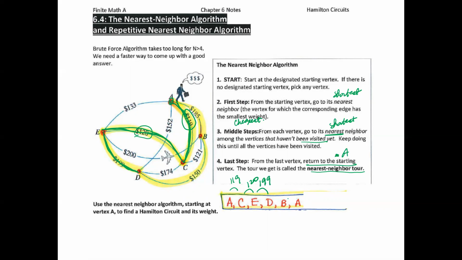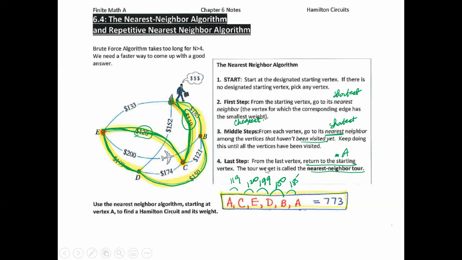And then from D, I'm going to go over to B because it's 174 if I were to go to C, but I've already been to C. I can't go back to A. So at D, I would have to go to B, which is $150. And then from B, you want to go back to A because I've met all the points. So adding everything together, the total is $773.